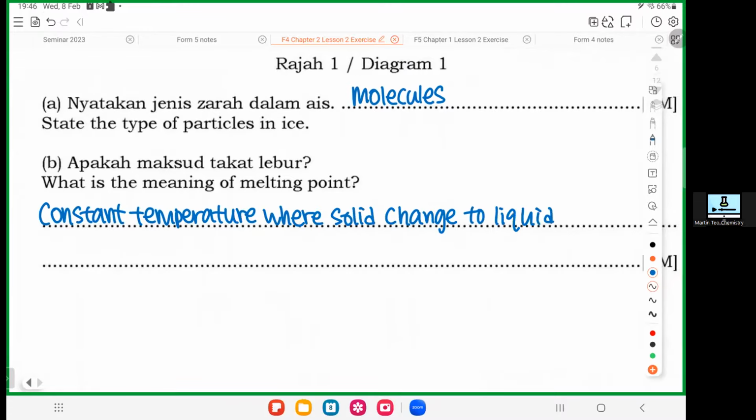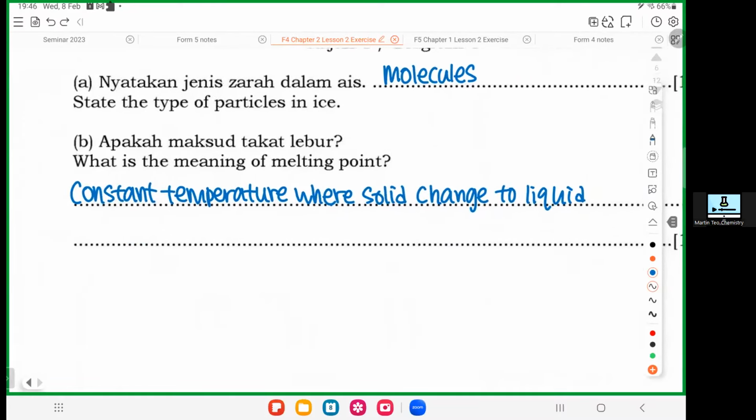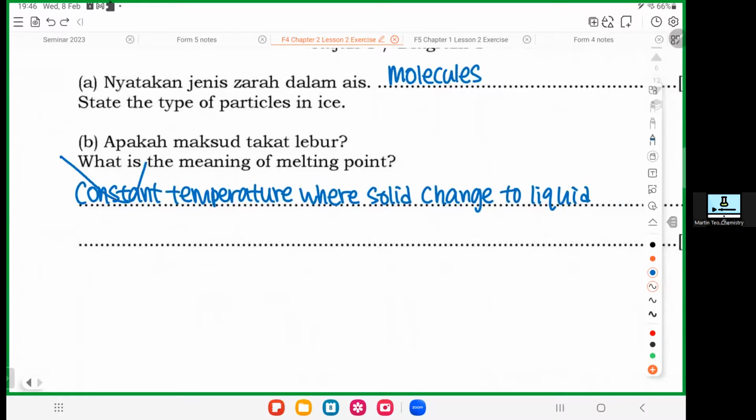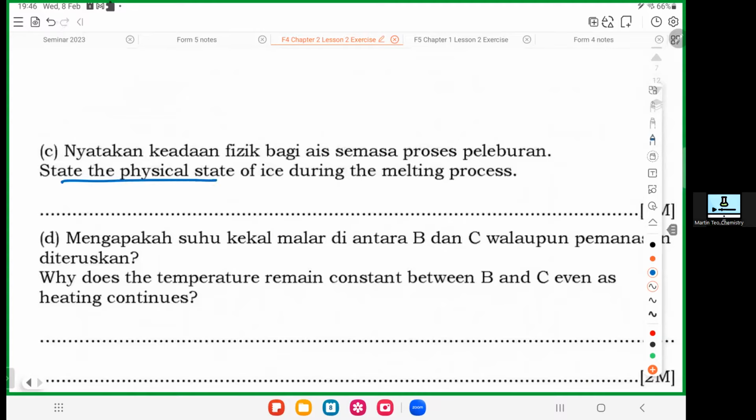So remember, it's constant. The temperature doesn't change. Sometimes even if you don't write the word constant, you only write the word temperature where solid changes to liquid, they give you the mark also, but to be safe, better you write the words constant temperature.